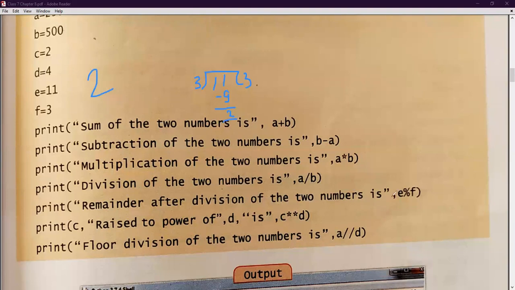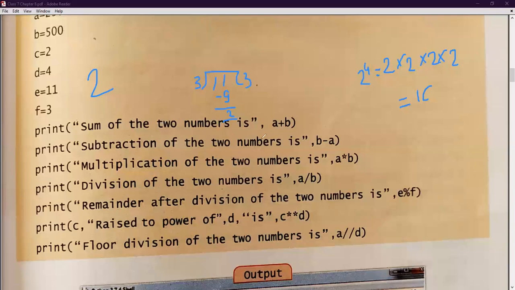And yes, now C exponential to D. That means C is having 2 and exponent is my 4. Okay, so how will it look? 2 multiplied by 2 multiplied by 2 multiplied by 2. That means 2 2s are 4, 4 2s are 8, and 8 2s are 16. That means what will be my output? My output will be 16. Getting my point or not, students?